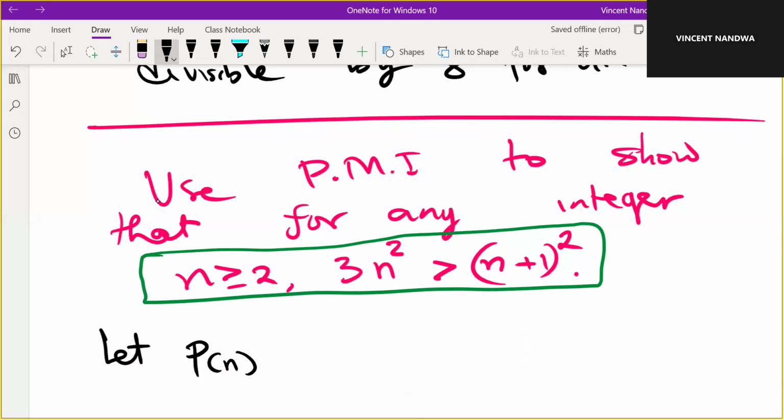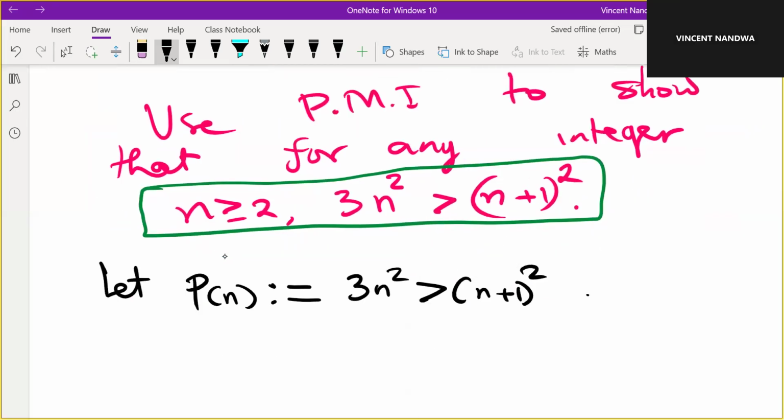So Ephraim, what will be our P of n? Three n squared greater than n plus 1 squared. Correct. So that's the statement. So what's the first basic step? We'll be testing P of what? So P of 1 or P of 2. So which is which?